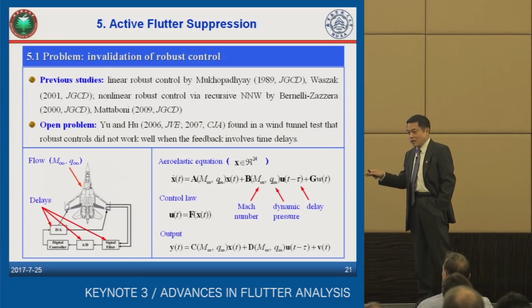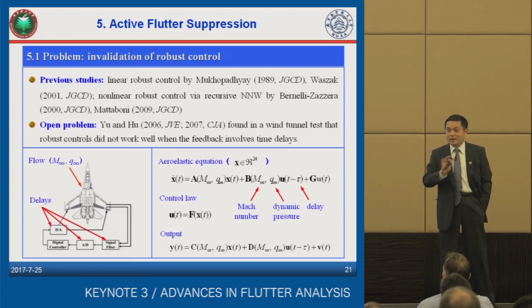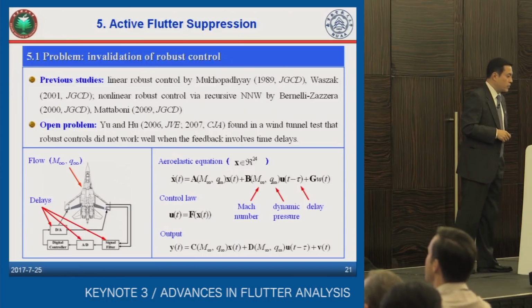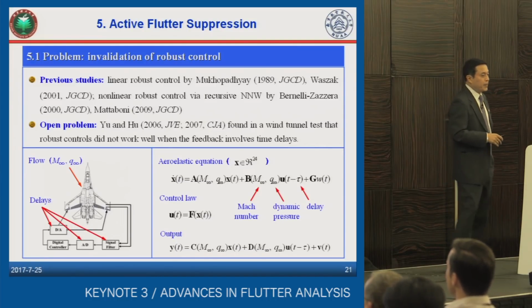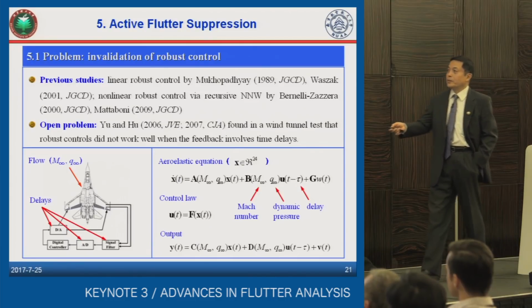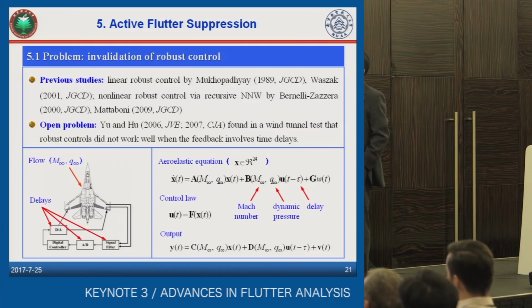Because if you don't know the mechanisms behind your flutter, and you only think that you have some uncertain parameters, then you use robust control, and sometimes it does not work. So in this case, we need to look at the real reason behind the phenomena. Talking about the case, for example, if we have the control loop with a time delay like this, and we have a changeable Mach number, how can we design the control strategy? I will talk about this problem step by step.